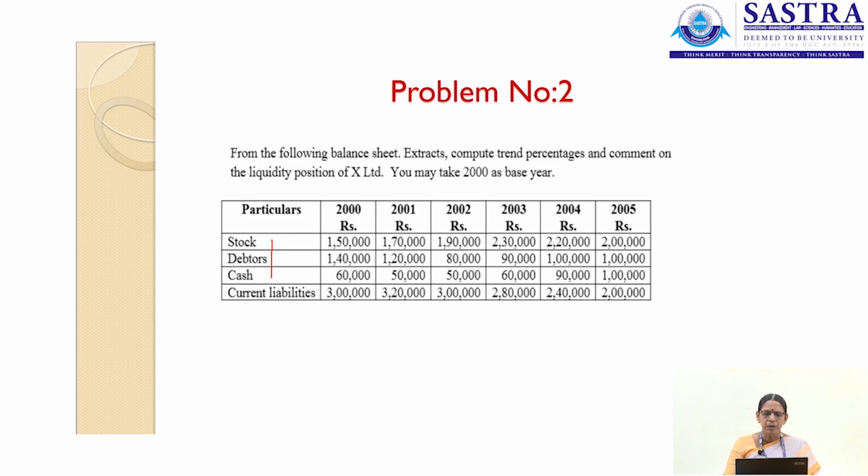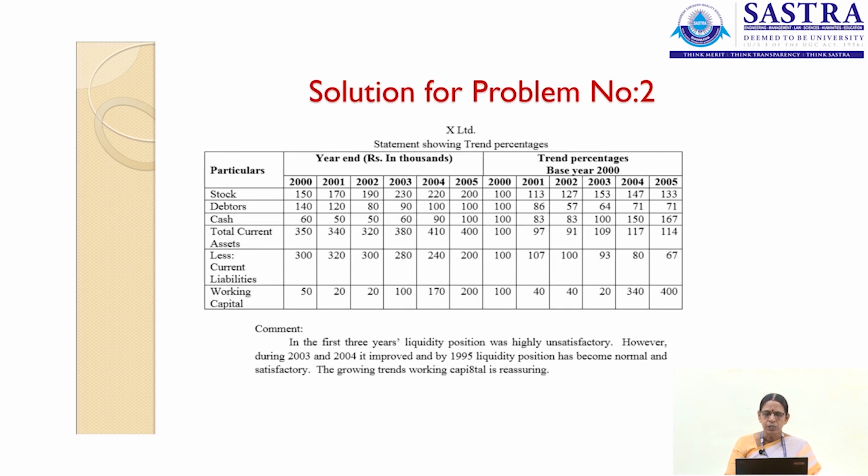Say stock, we have 1,50,000, 170, 190, 230, 220 and 2 lakhs. Same way debtors, we have 140, 120, 80, 90, 1 lakh and 1 lakh. Cash, we have 60, 50, 50, 60, 90 and 1 lakh. Again current liabilities, we have 3 lakhs, 3 lakhs 20,000, 3 lakhs, 2 lakhs 80,000, 2 lakh 40 and 2 lakhs. We shall see how this calculation has been made.